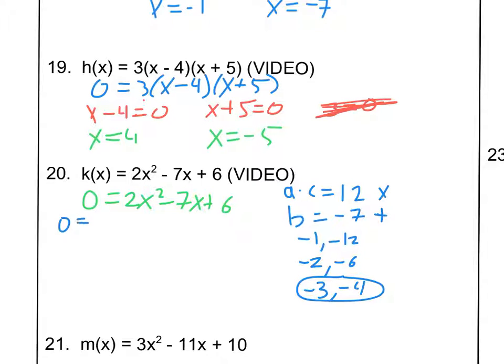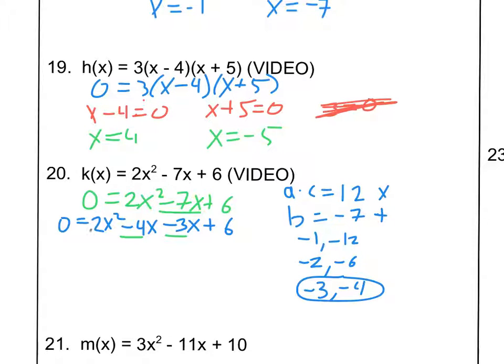So 0 is equal to 2x squared, I'm going to put the even one first, minus 4x minus 3x plus 6. I'd like you to notice that negative 7 is equal to negative 4 plus negative 3.